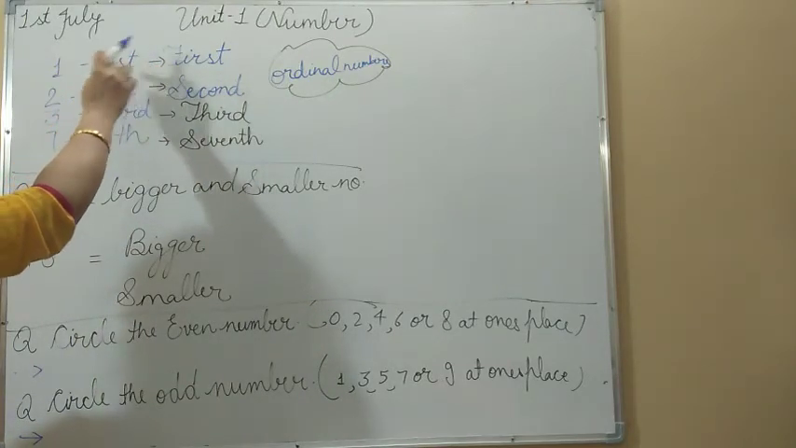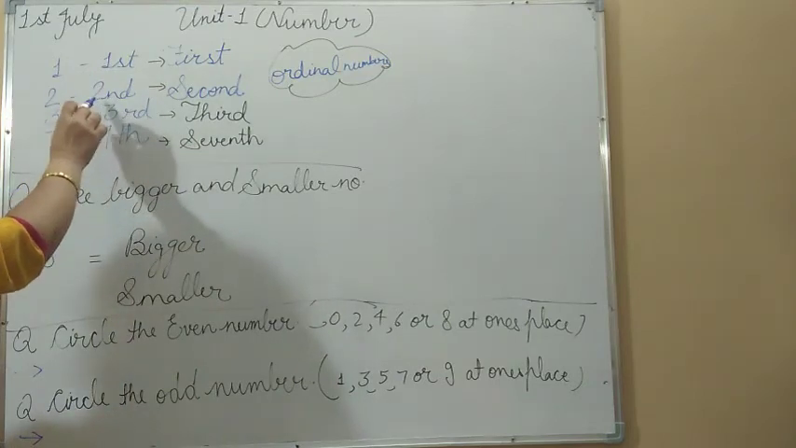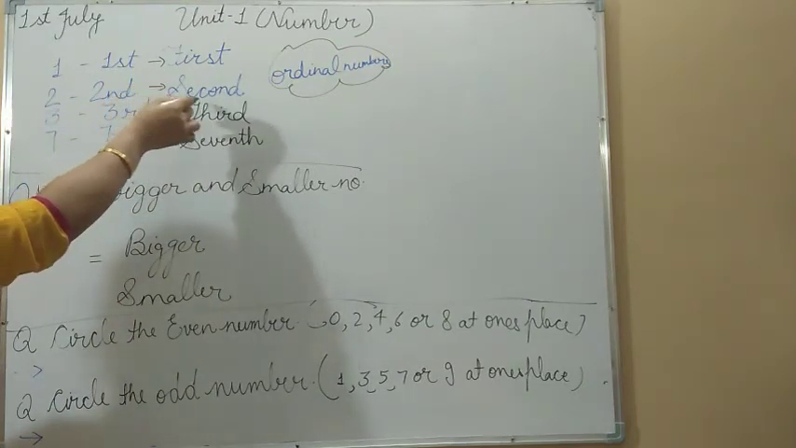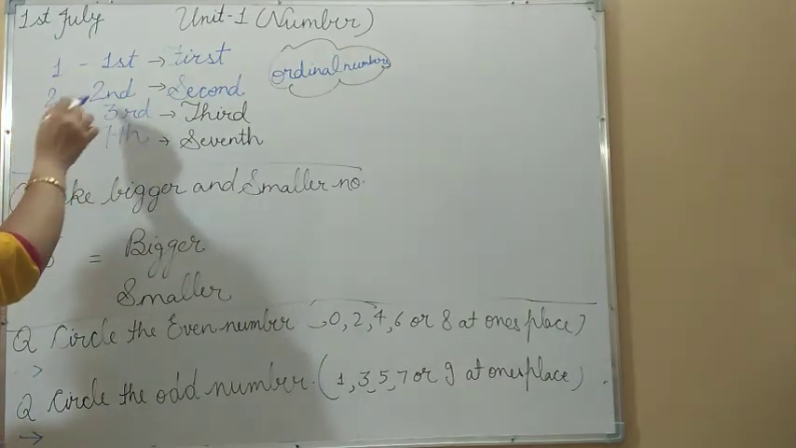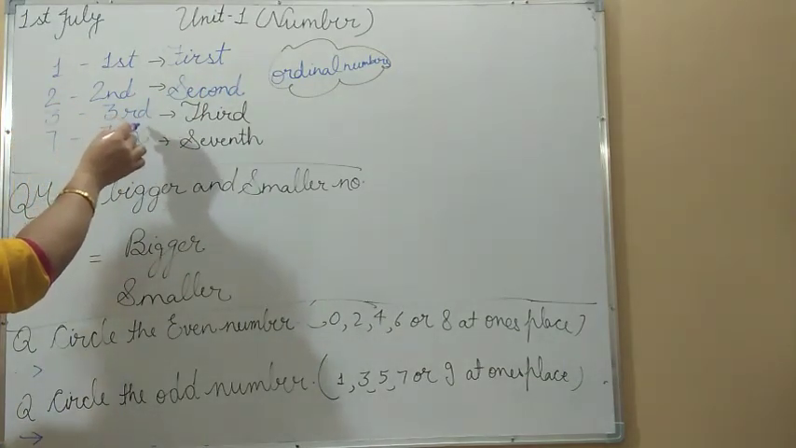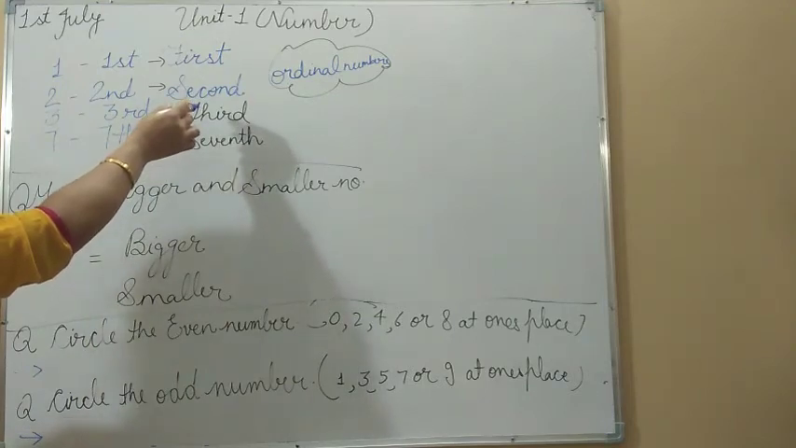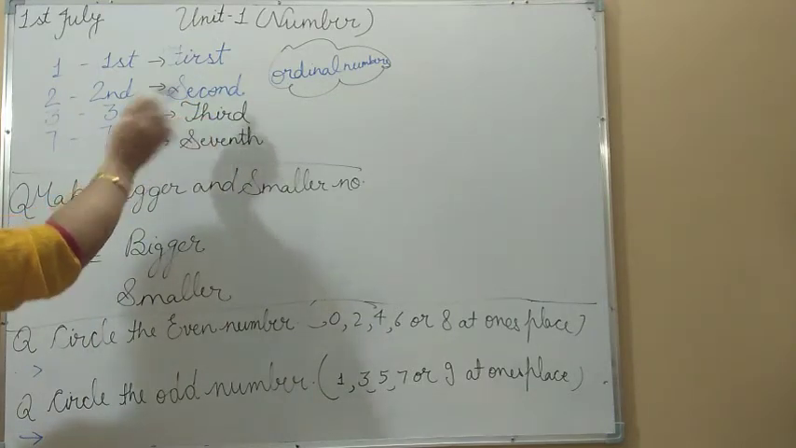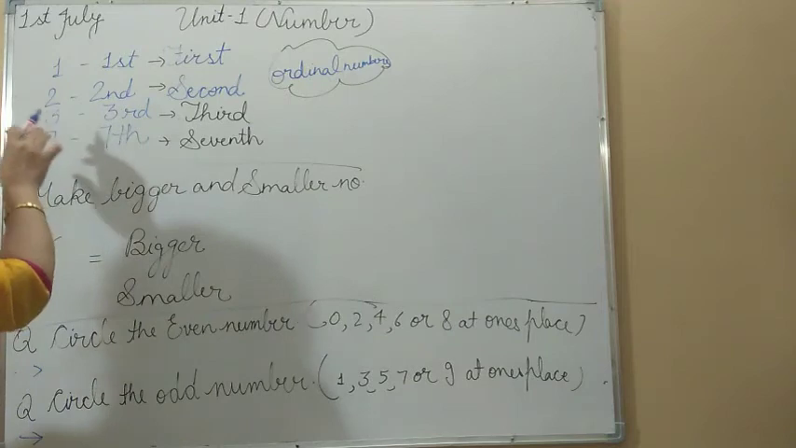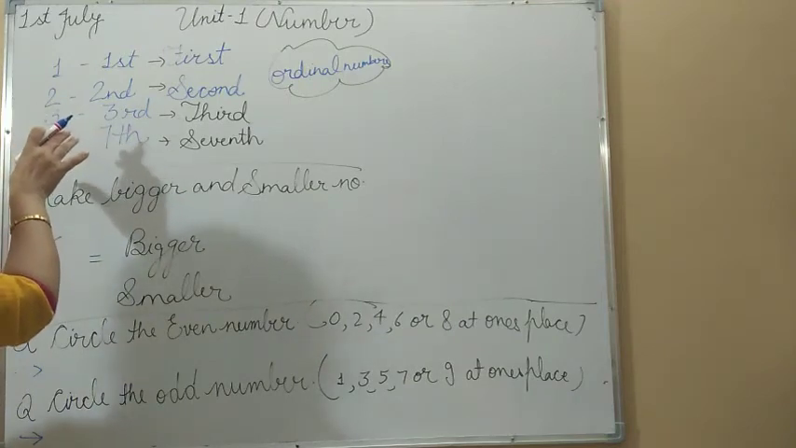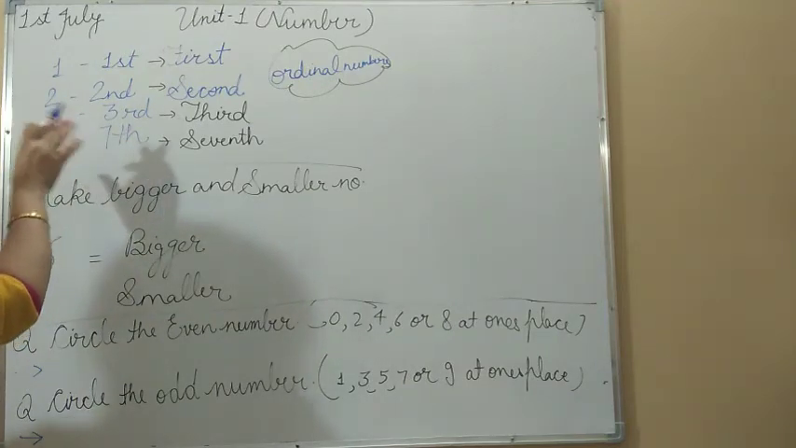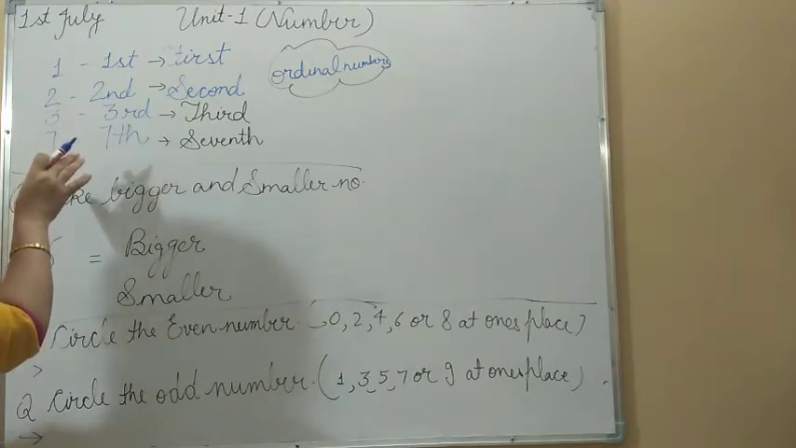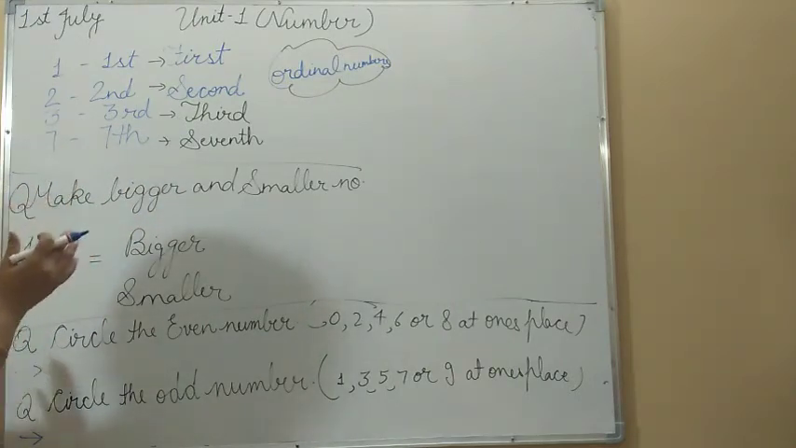We will write it first. 2, 2 and D, and write in position way second. 3 in ordinal number 3 RD, and write in position way third. In the same way you have to write the ordinal numbers from 1 to 10. You have done it already in your book exercise also. Now we are doing a quick revision, that's why I am not taking all the numbers.